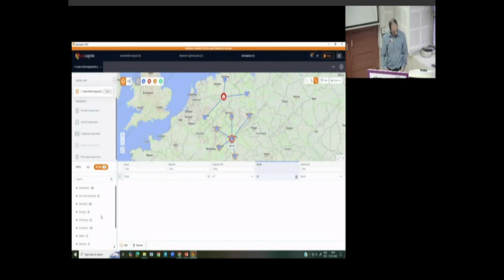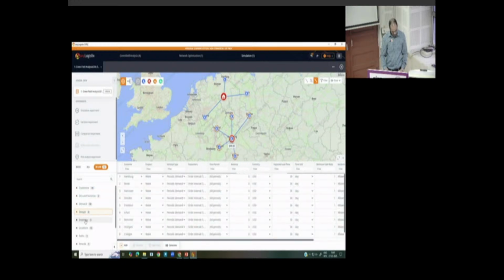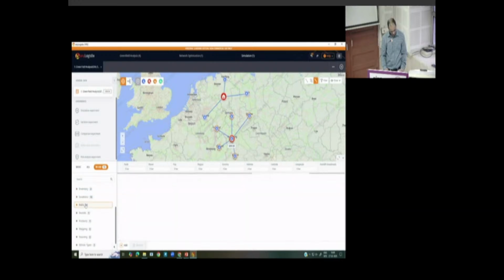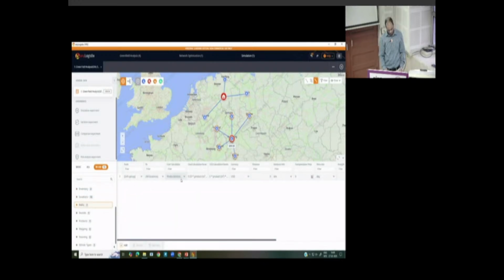Done. So customers, DC, factory is done, demand done, groups done, inventory done, locations done, paths, GFA group, all location, product distance based 0.05. Okay, this is done, distance done.